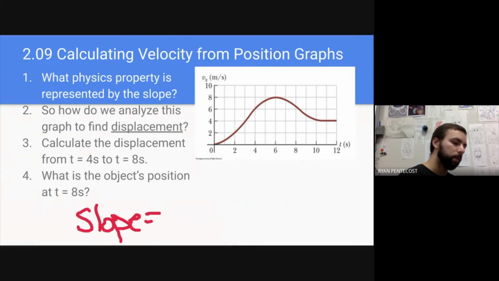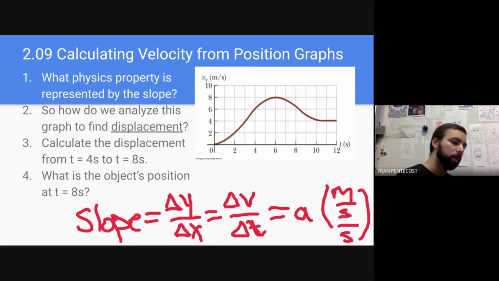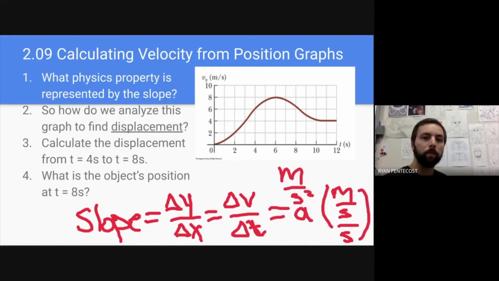So if we have slope, that is your rise over your run. Rise is your change in y. Run is your change in x. So our y value is delta v. Our x value is delta t. Delta v over delta t, change in velocity over time, that is the definition of acceleration. So our slope would be acceleration. You can also see that would be in meters per second, which we can also call a meter per second squared, which is the standard unit for acceleration.